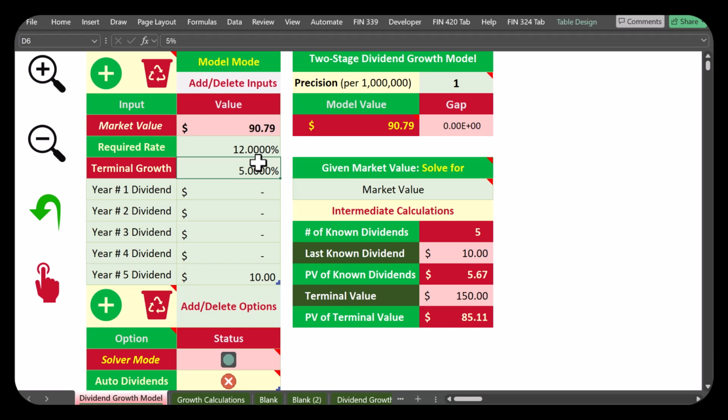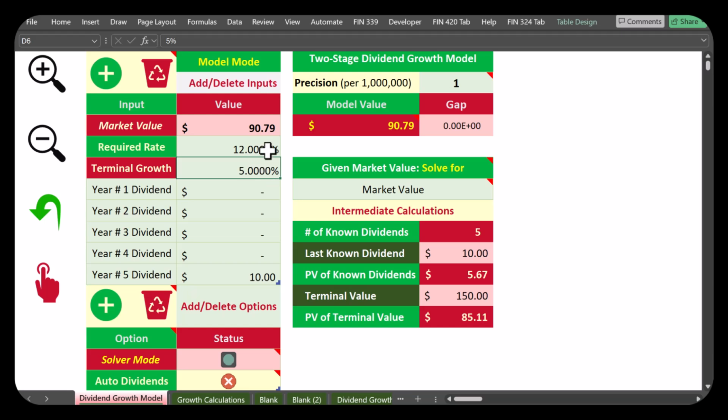I mean, in this case, we're acting as if, yeah, not acting. The value of the first known dividend is 5.67. I'm getting $10, but I'm going to get that in 5 years. Value of the rest of the company is 150, but I have to discount that for 5 years as well. So that's 85.11.